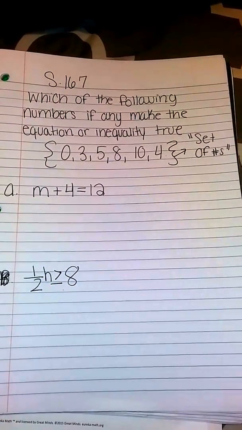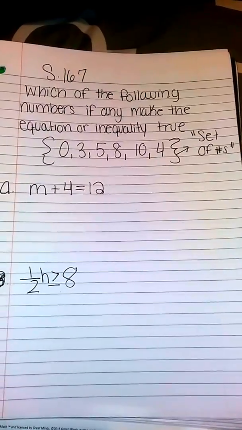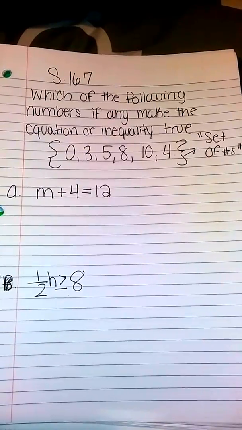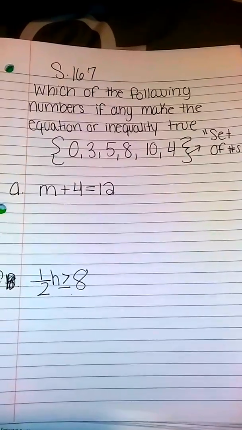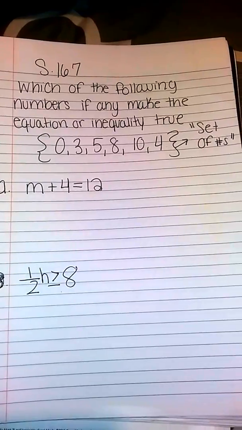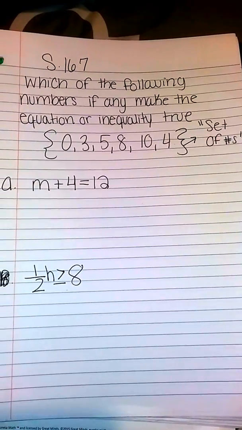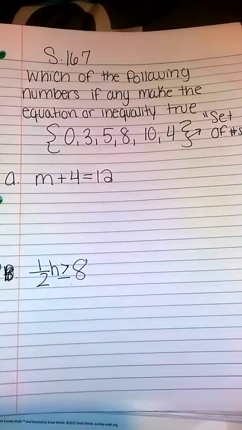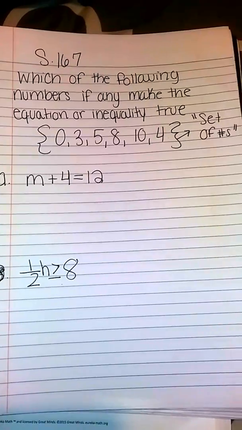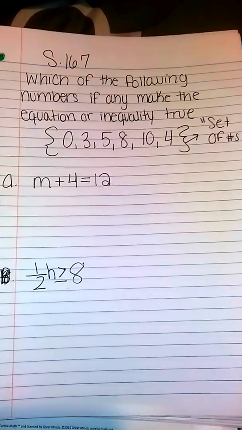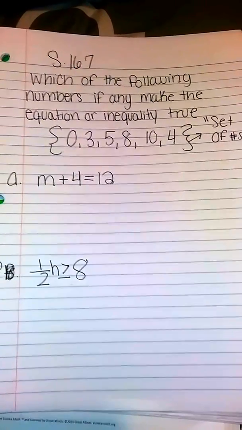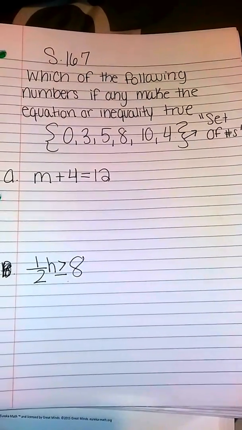Okay guys, I want you to go ahead and flip to S167. I want to work out two problems with you all, only because S167 is a little bit different from S166. On S166, you were strictly solving for the equation or the inequality, and once you isolated your variable, that was your answer. But let's go ahead and read S167.